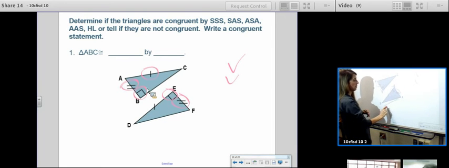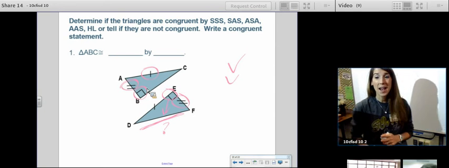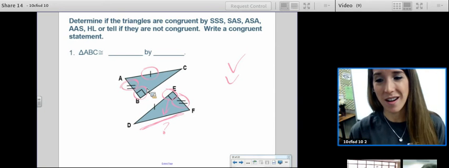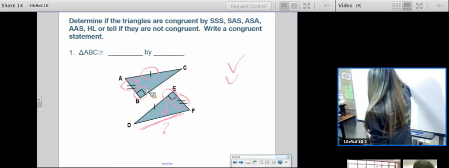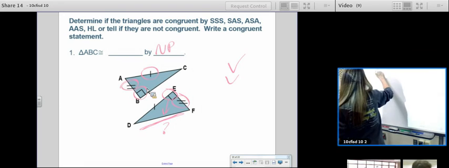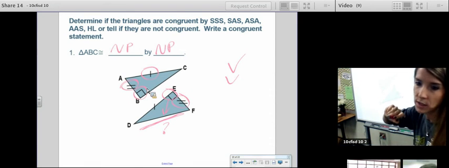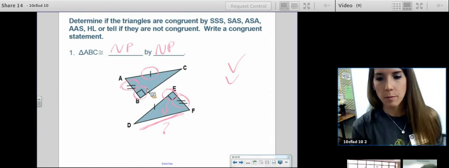Oh no! This hypotenuse is empty. That hypotenuse does not have a tick mark on it. It's on the wrong side. See how it's on DE? DE is not the hypotenuse. So what do? We write not possible, and we write it in both blanks. It was almost HL, but then it wasn't.